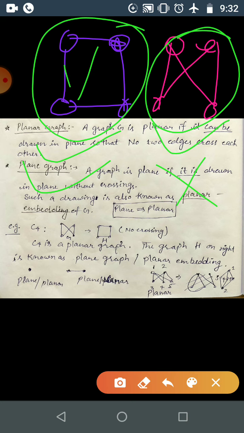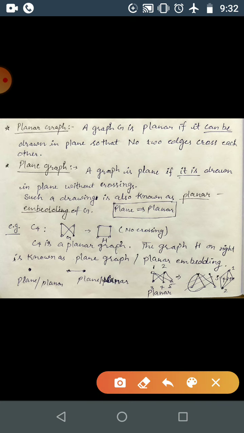Okay, and here I can take the same example I just gave you. C4, here no edges cross, you have just twisted this one. So C4 is a planar graph, obviously yes. This one is a planar graph, and this graph is also known as a plane graph or planar embedding of this one. So this part, H of G, is known as the plane graph of G, or you can say the planar embedding of it.